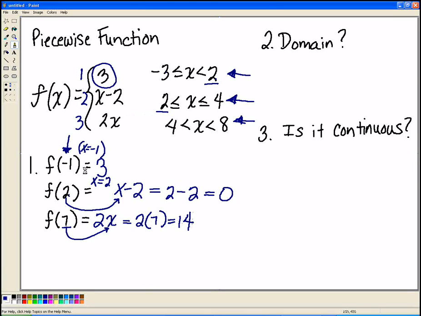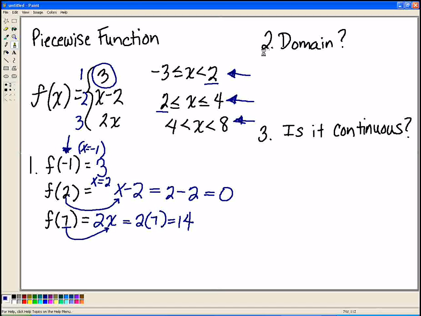So just to review, we use what's in parentheses to determine which piece of the function we're going to use. Once we decide which piece of the function we're going to use, we have to make sure that if there's an x in there, we plug that value in for x and continue to evaluate the function.